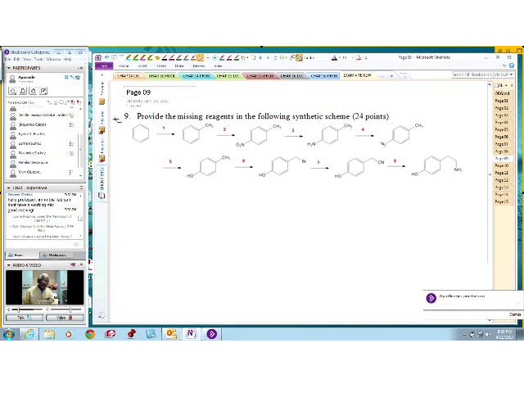Donna, can you go ahead and read this question for us? Provide the missing reagent in the following synthetic scheme. Okay, thank you. Very good. So here, what we want to do is simply provide the missing reagent in this synthetic scheme. In the first step, we are going from benzene to toluene. Does anybody know what reagent we need here?